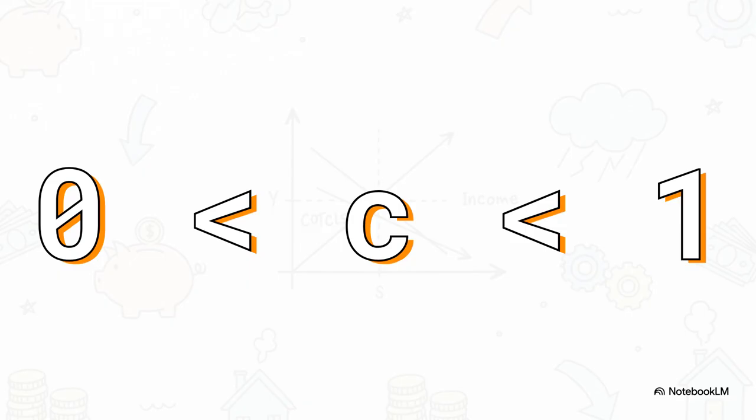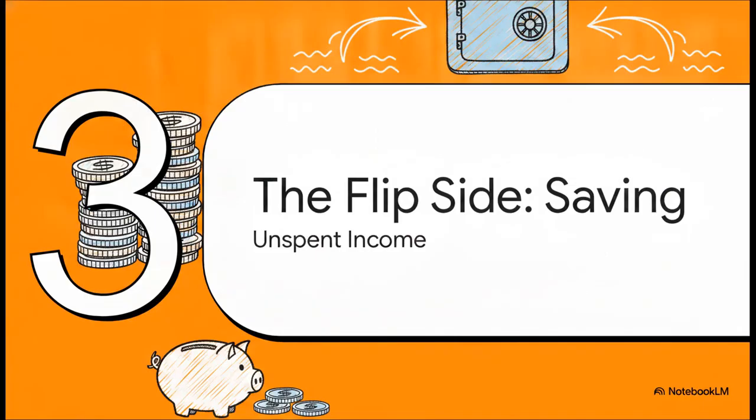When your income goes up, your consumption goes up too, so MPC is definitely greater than 0. But it goes up by a somewhat smaller amount than the income increase itself, because a part of that new income gets saved. You spend some, but fortunately for your bank account, you don't spend all of your new wealth. Which leads us perfectly into Section 3, the flip side, which is saving.